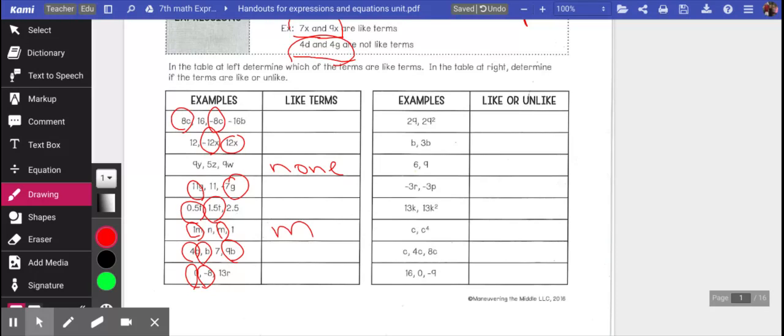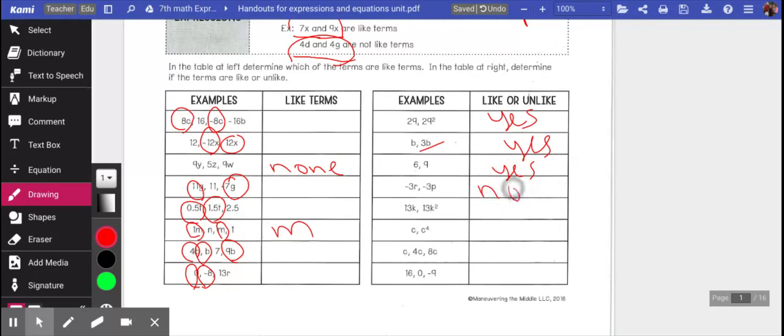Okay, now we're going to look and just write whether they are like or unlike. So I'm just going to put yes if they're like terms. So this one would be a yes because they are both constants. It's kind of confusing with that exponent, but they're both plain numbers. Because if you would do 29 squared, you would do 29 times 29, and that would be a constant. Nothing, no variable. Okay, these both have b's. So yes, they are. These are both constants.